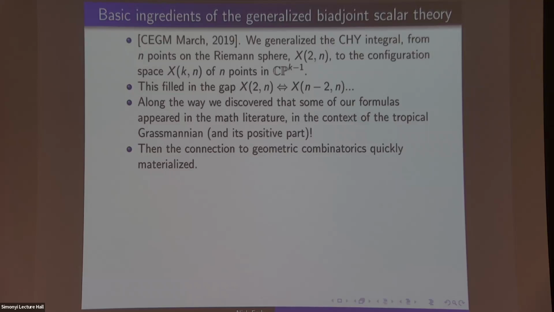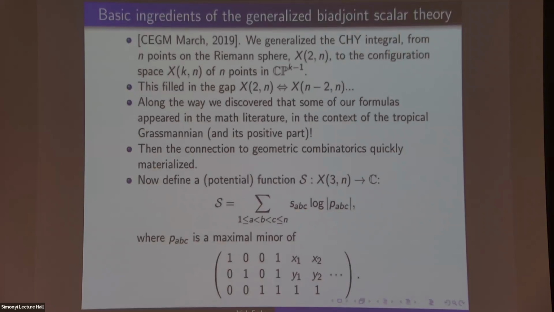So in that work, they computed, so the tropical Grassmannian is a certain collection of 4-dimensional cones for X(3,6). And we discovered a direct correspondence between the objects we were calculating with Feynman diagrams and the maximal cones in that tropical Grassmannian. So in other words, to summarize, a connection to geometric combinatorics quickly materialized.